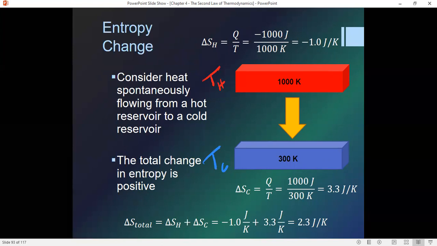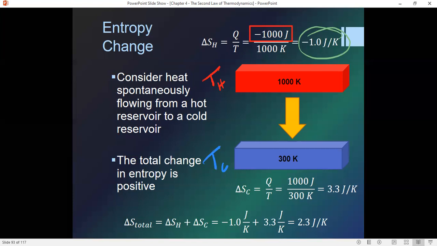Okay, so let me take a chunk of this heat and let it flow into the cold reservoir. It's at 1000 degrees Kelvin. I'm going to remove the heat, so it's going to be negative. So negative 1000 joules divided by 1000 degrees Kelvin corresponds to a change in entropy of negative 1 joule per Kelvin. Okay, so that's my change in entropy.